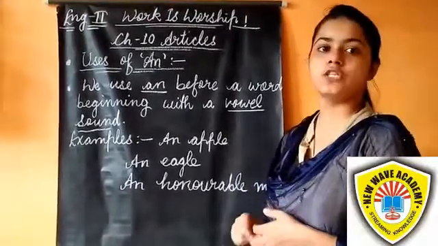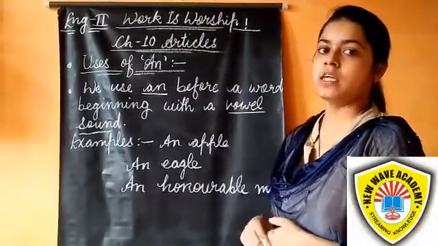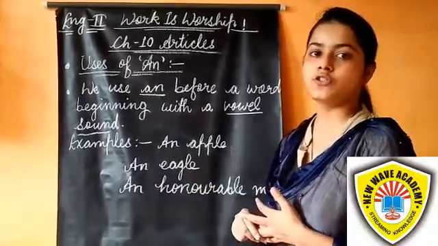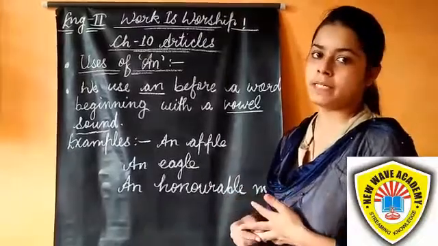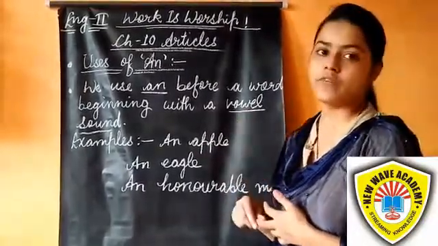Therefore, a is used with a countable noun beginning with a consonant sound, and an is used with a countable noun starting with a vowel sound.